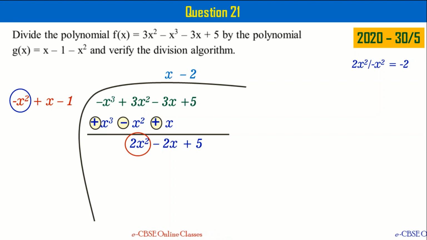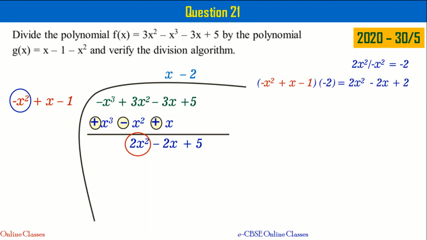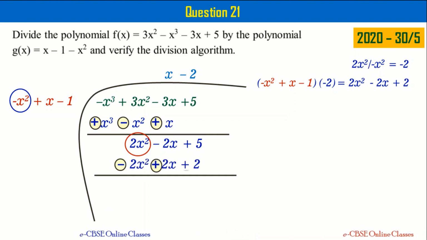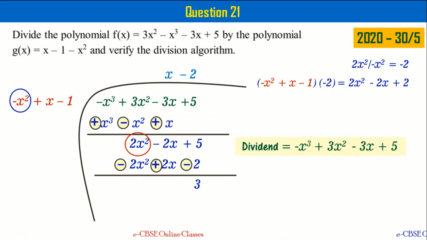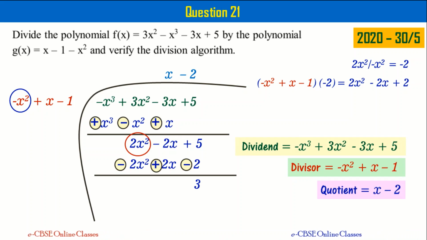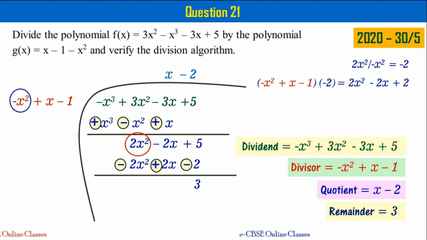Now the quotient is equal to x minus 2, right? Now let's multiply the divisor with minus 2 such that you get 2x square minus 2x plus 2. When you subtract that out from the previous expression, what you get is 3 as the remainder, right? So the division problem is done. The dividend is f of x, divisor is g of x, quotient is x minus 2, and remainder is 3. Let's take a note of that.